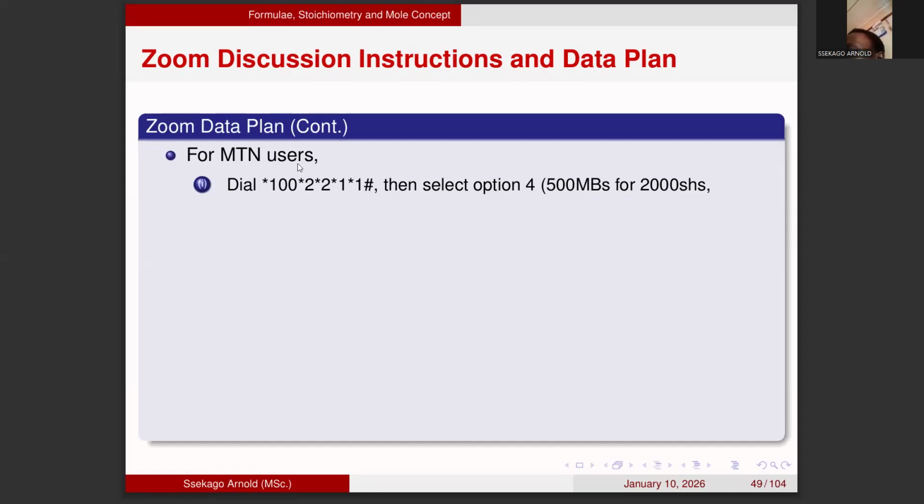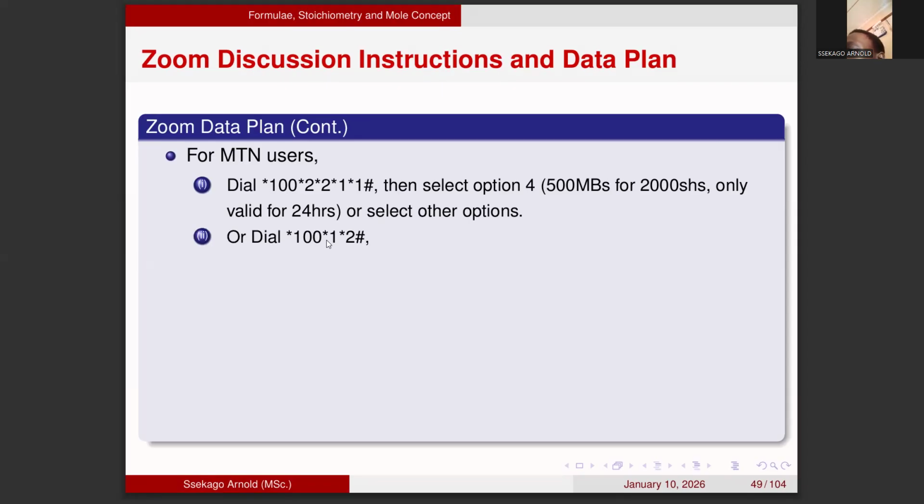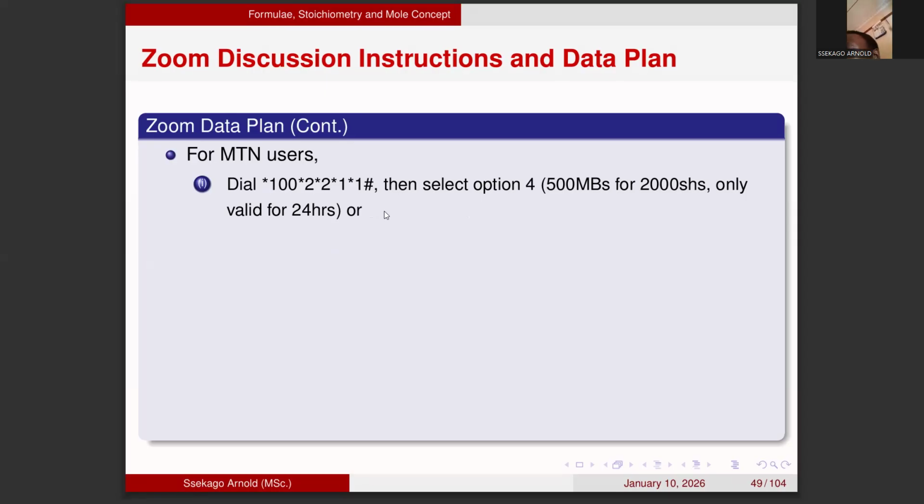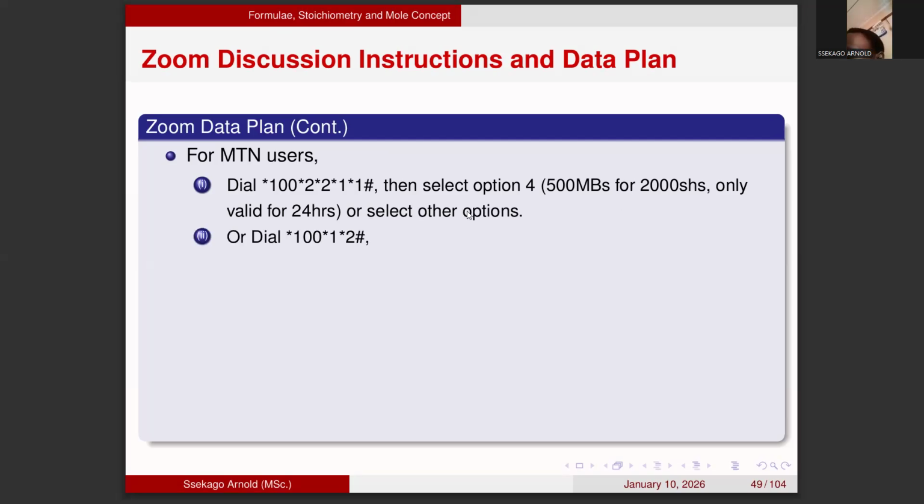So after dialing this, they will bring a pop-up menu. Then option 4. On option 4, there is 500 MBs for 2,000, and they are only valid for 24 hours. That is the first option. Or you can as well select other options. If you do this, they'll bring a lot of options, but option 4 is the one that has 500 MBs for 2,000 Ugandan shillings. But if you have a lot of money, you look out for other options.